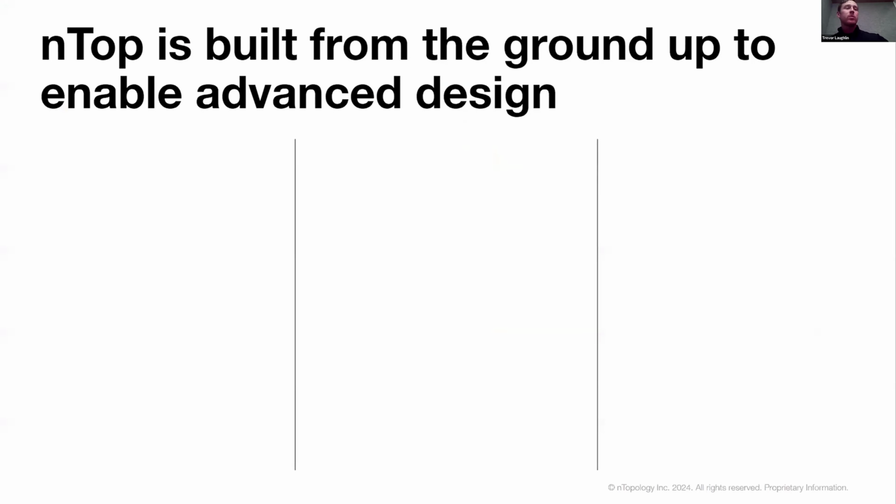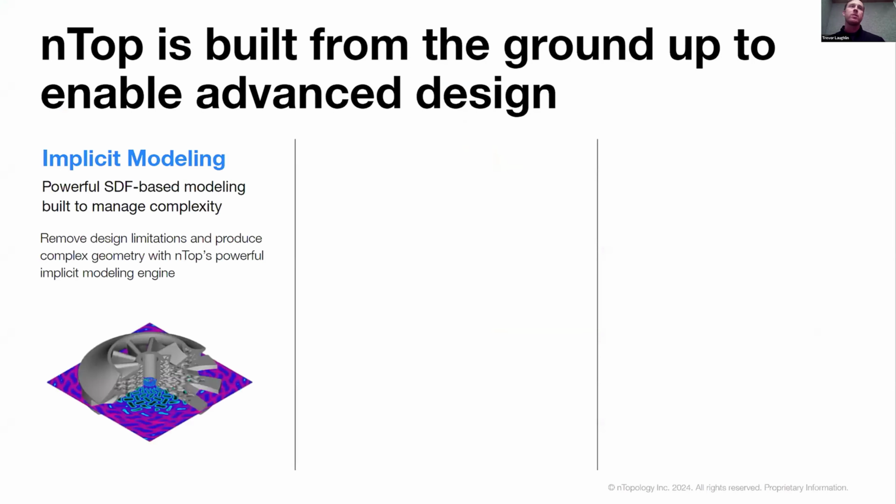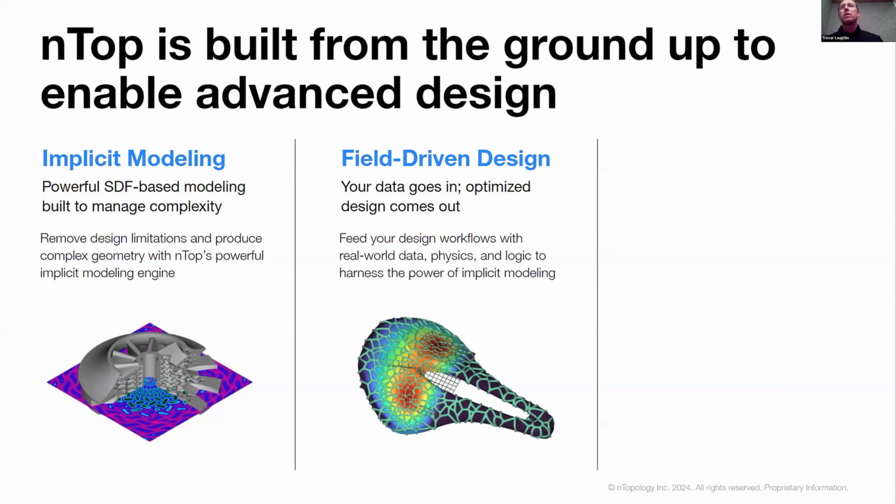To do that, there are really three core technology components that nTop is built on. First is implicit modeling, which is an SDF, or signed distance field, based approach to how we define geometry. In a traditional CAD system, there are explicit faces and edges and all of that. With implicit modeling, we're defining the geometry through mathematical equations. So shapes are defined mathematically, and modeling operations like Booleans and offsets are all defined mathematically. And that's what gives implicit modeling its speed and reliability and all the complexity that it can handle from a modeling perspective.